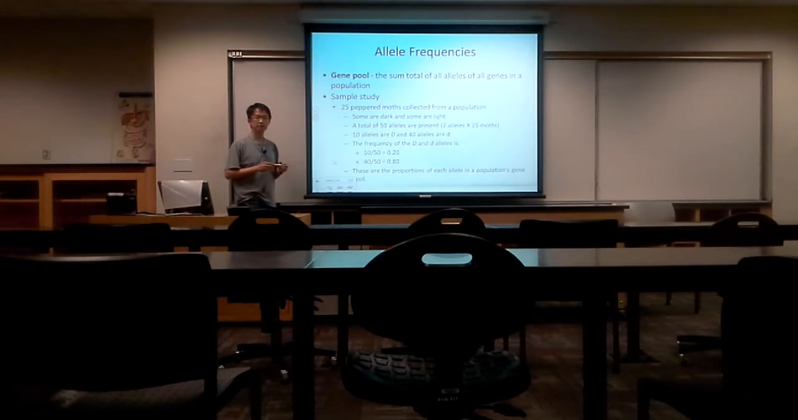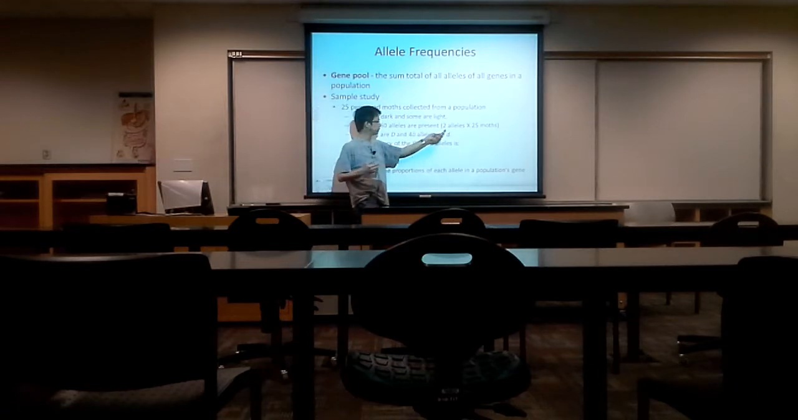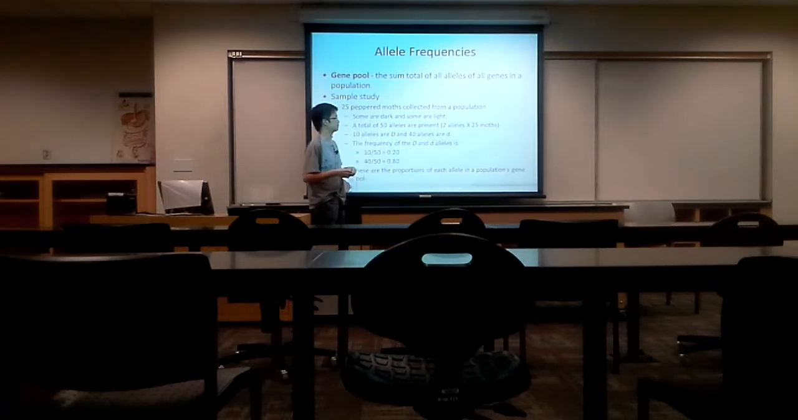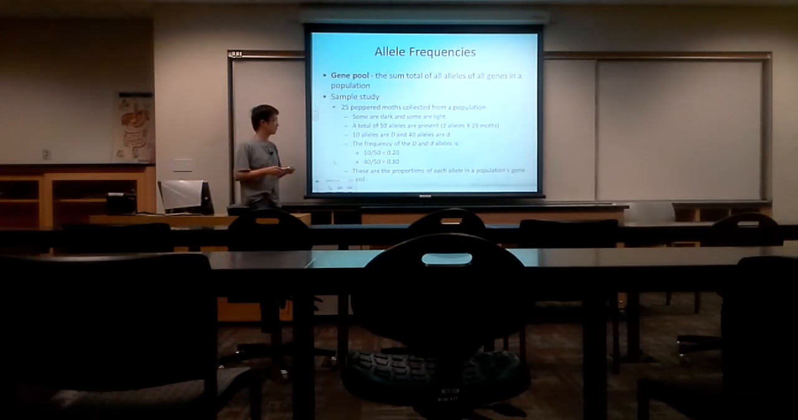Sample study. Let's say we have 25 pepper moths from the population. Of course, some of them are dark, some of them are light. For these 25 pepper moths, we have 50 alleles, because there are 2 alleles for each moth, and we have 25 moths. So 2 times 25, we have 50 alleles. In that, we found, this is given, that 10 alleles are big D, and 40 alleles are small d.